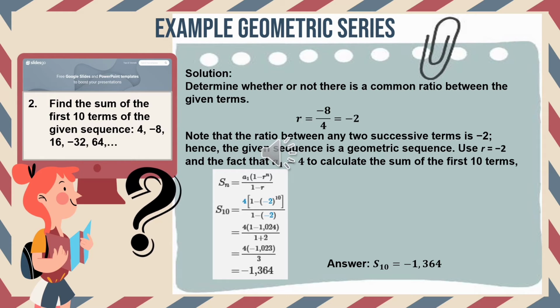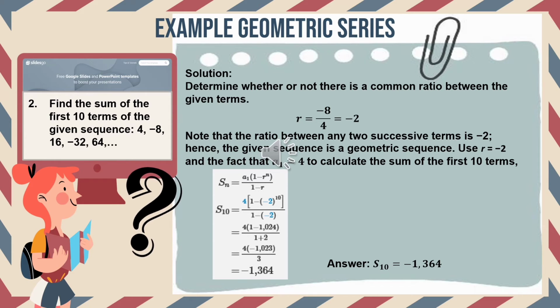Determine whether or not there is a common ratio between the given terms. r is minus 8 divided by 4, which is minus 2. Note that the ratio between any two successive terms is minus 2. Hence, the given sequence is a geometric sequence. Use r is minus 2 and the fact that the first term is 4 to calculate the sum of the first 10 terms.